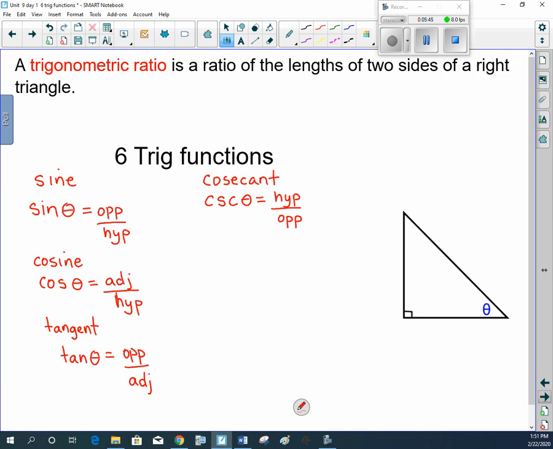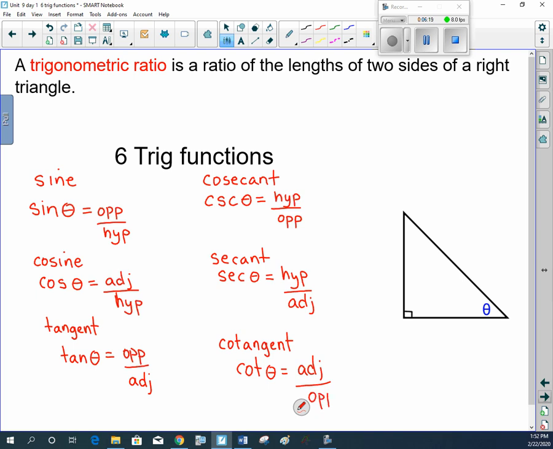And then the reciprocal of the cosine is called the secant, and it's abbreviated SEC, so secant theta, and it would be considered the hypotenuse over the adjacent side. And then the reciprocal of tangent is called cotangent, and it's abbreviated COT, so you would write cotangent theta equals, and then the two sides you'd be comparing is the adjacent side over the opposite side.